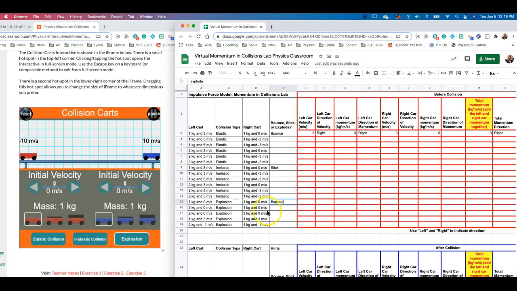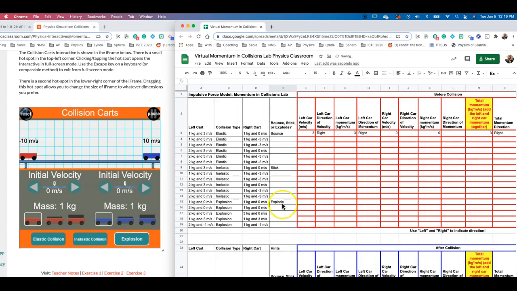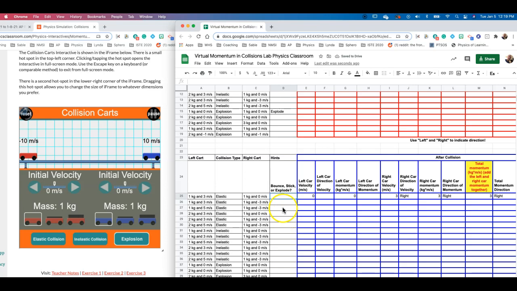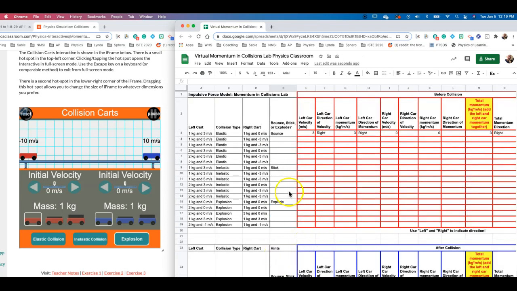Okay? So other than that, you should be good. That won't change down here, so whatever you put up here is going to be the same for after the collision, and you should be good.